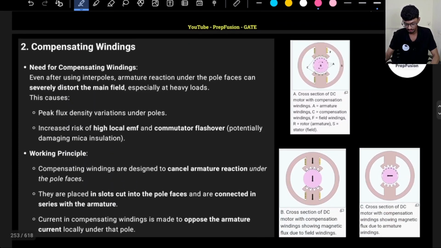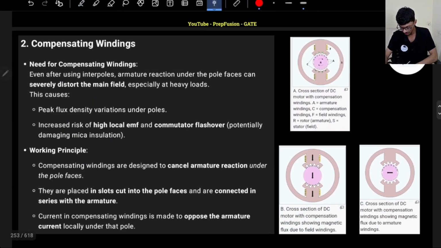So this is the theory about compensating winding, the need for compensating winding. Even after using interpoles, armature reaction under the pole faces can severely distort the main field, especially at heavy loads, because if the armature current is higher, more armature flux will be there. This causes peak flux density variations under poles, an increased risk of high localized EMF, and commutator flashovers can happen. So compensating windings are designed to cancel the armature reaction under the pole faces.